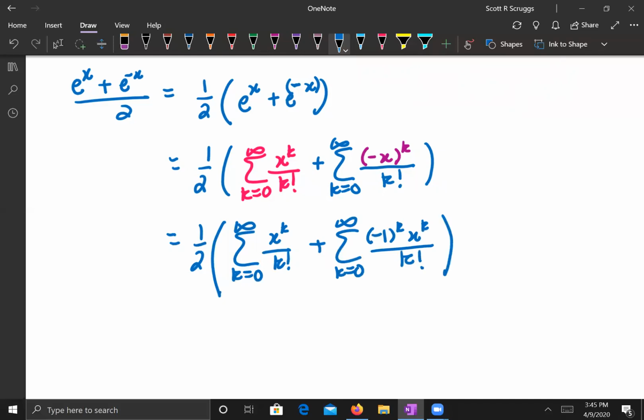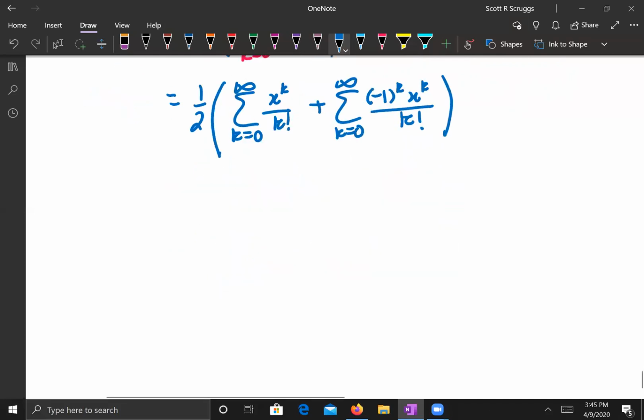So right now that looks super ugly. Let's see how we can simplify to the series that I claim will be the Maclaurin series. So I'm first going to expand the first terms in the series.